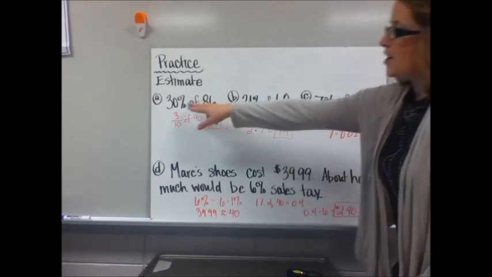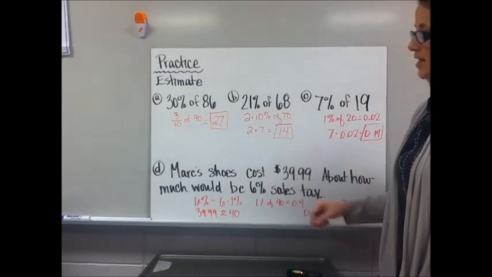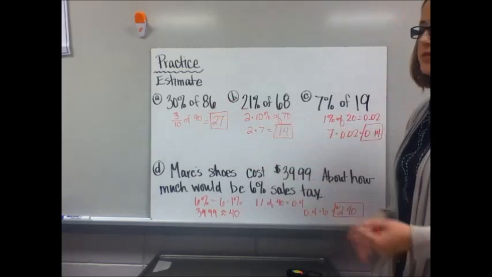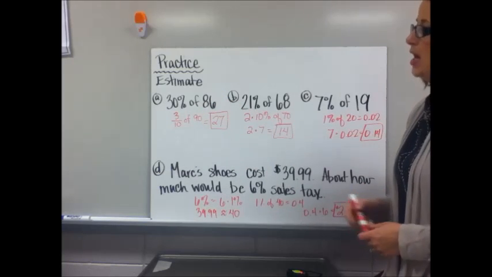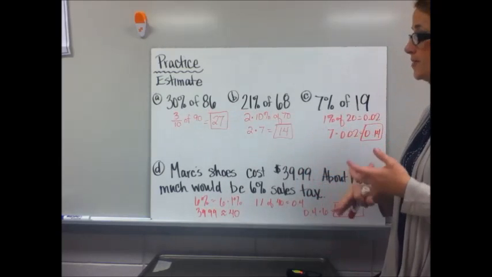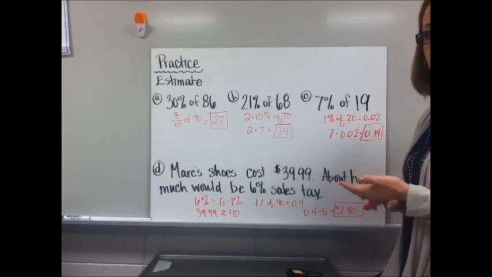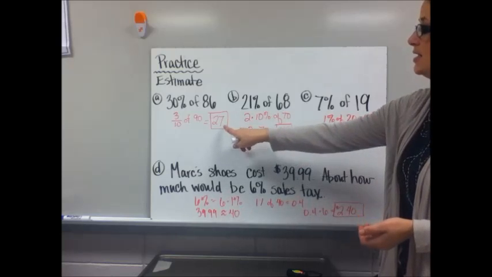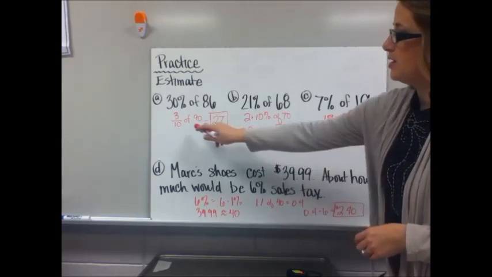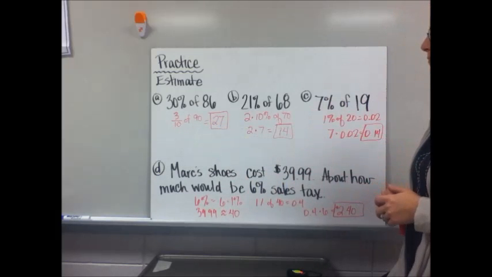Okay, for part A, 30% is like 3 out of 10, and 86 I rounded to 90, and I saw how those numbers are compatible. So 3/10, so if I took 90 and split that into 10 equal groups, they would be worth 9 each, and I have 3 of those groups. 3 times 9 is 27. Or you could have actually multiplied it as fractions, put 90 over 1, and went that way.